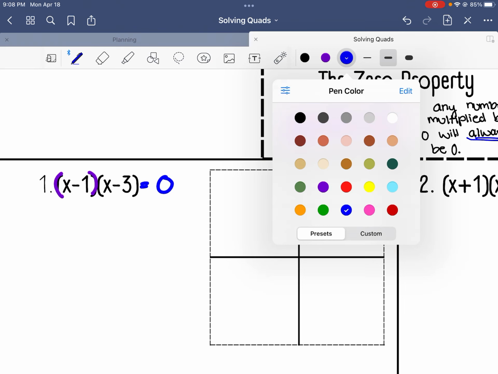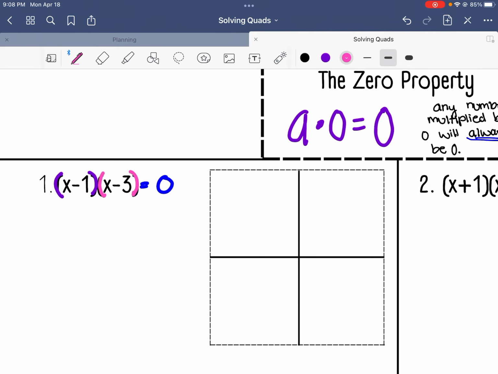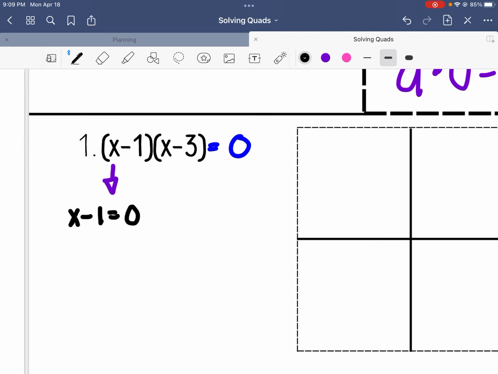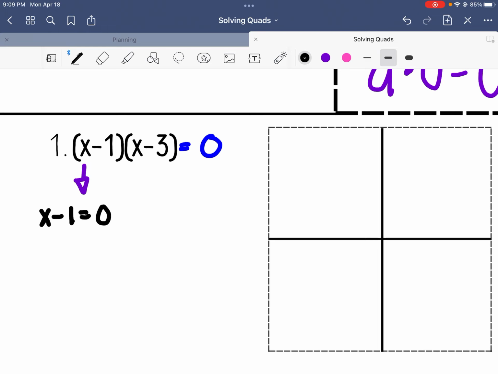So let's go back to our zero property. I have this binomial multiplying, let me use a different color, with this binomial. So I have two things that are multiplying together. Let's remember our zero property. If I can make this whole thing zero right here, then automatically I'm going to get a zero right here. It doesn't matter what this guy is because anything times zero gives me zero, okay? So I'm going to focus on this guy, and I'm going to say x minus 1 equals 0 because I want it to equal 0, right?